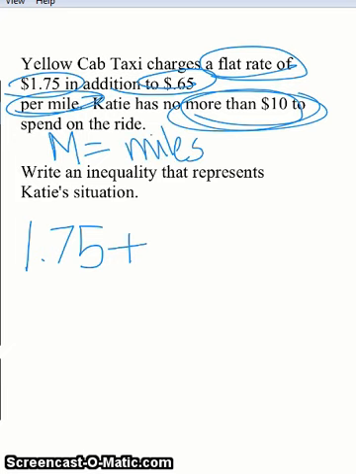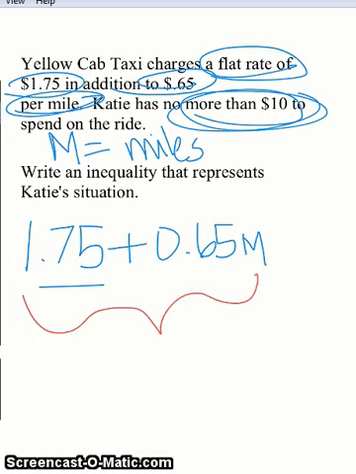And so now I can come back to my algebraic expression. It's $1.75 and 65 cents for every mile. So 65 cents times every mile, or 65 hundredths times M. This right here is the cost of her taxi cab ride.